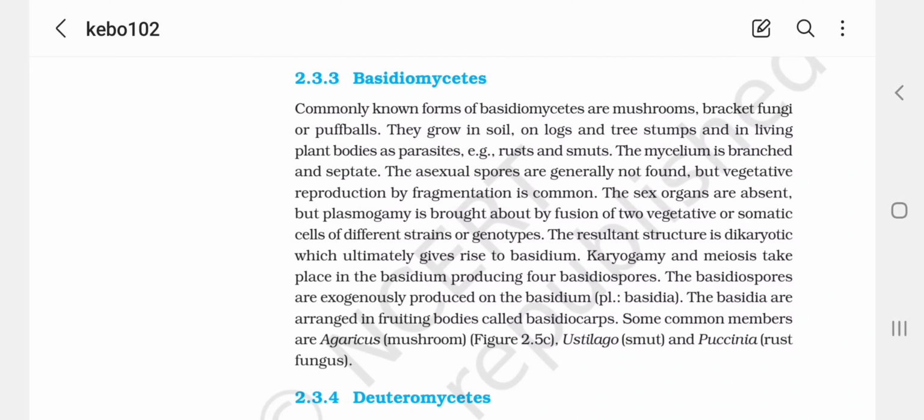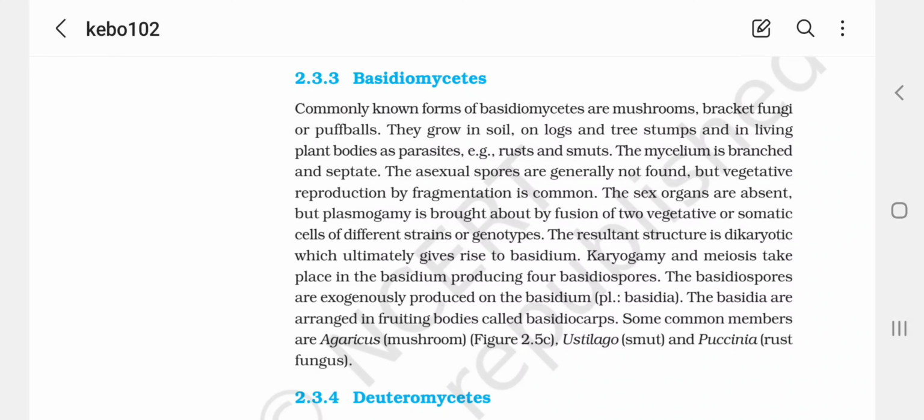The sex organs are absent, but plasmogamy is brought about by fusion of two vegetative or somatic cells of different strains or genotypes. The resultant structure is dikaryotic, which ultimately gives rise to basidium. Karyogamy and meiosis take place in the basidium, producing four basidiospores.